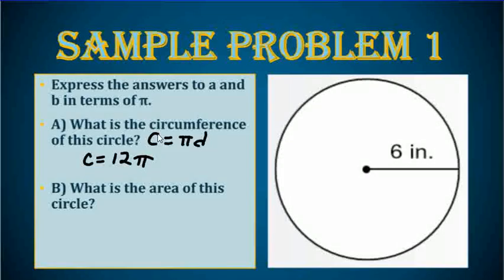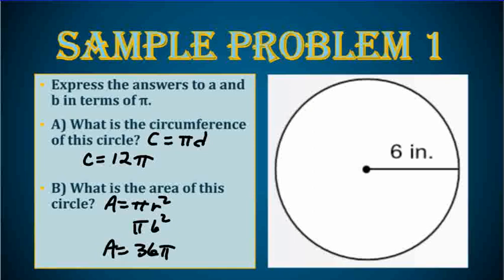What is the area of the circle? Area of a circle is pi times radius squared. My radius is 6, so I would need to square it. Area equals 36 pi square inches. This would be inches right here.